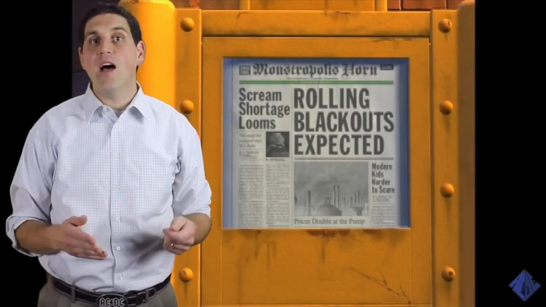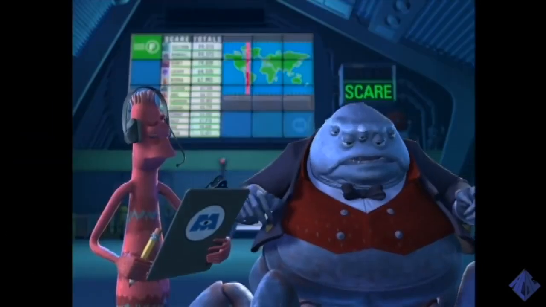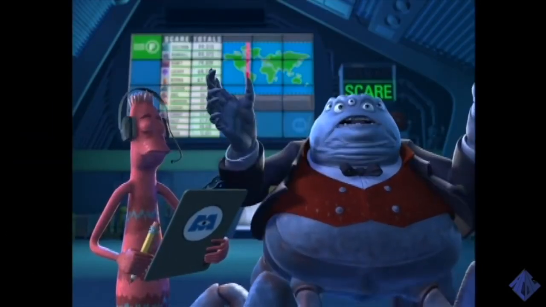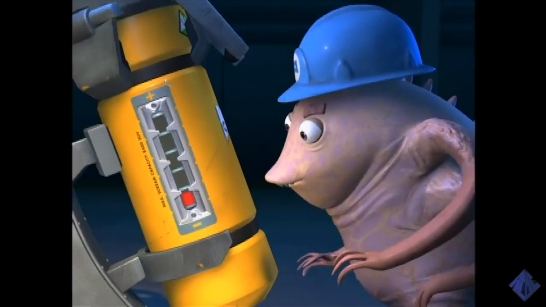Now let's analyze the big problem in Monstropolis, the Scream shortage. They clearly explain the cause of the shortage. Kids these days, they just don't get scared like they used to. This means that the main resource to produce Scream Energy, the children, are less productive.